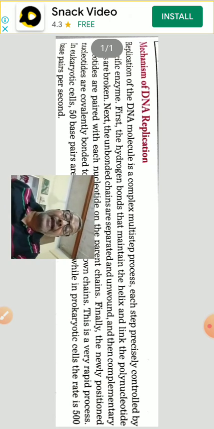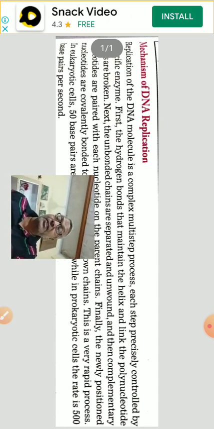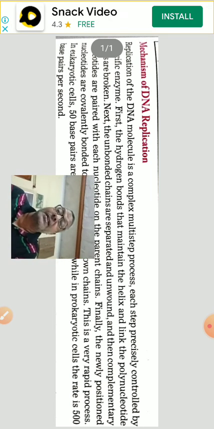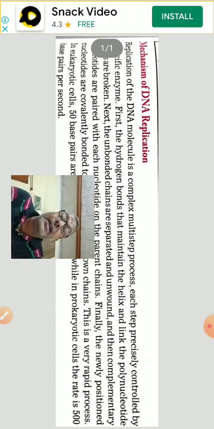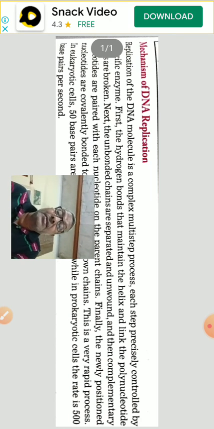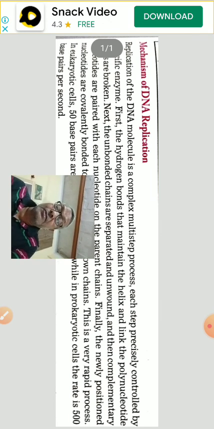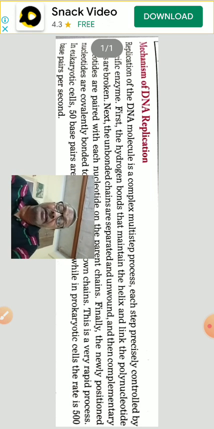So children, I told you the different events which take place in DNA replication. In that you have to keep in mind: first is origination of replication, second is unwinding of the DNA molecule, third is formation of RNA primer, fourth is synthesis of new complementary strand, and last is proofreading and DNA repair.